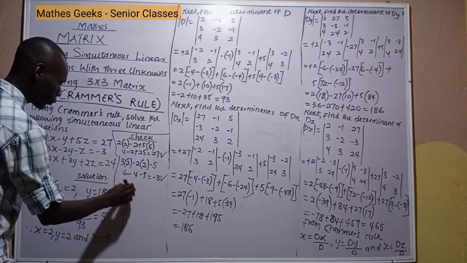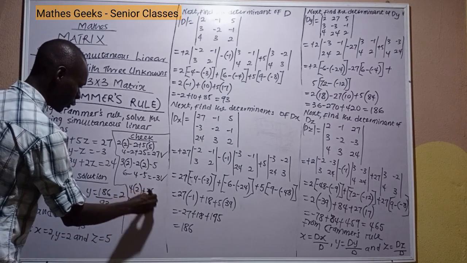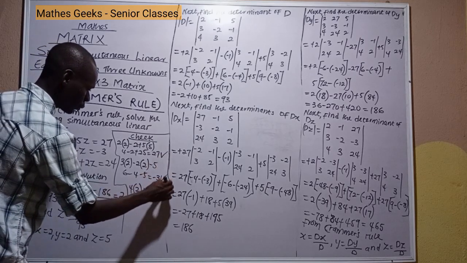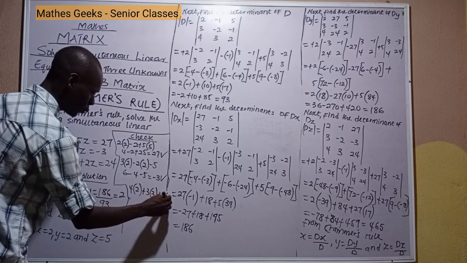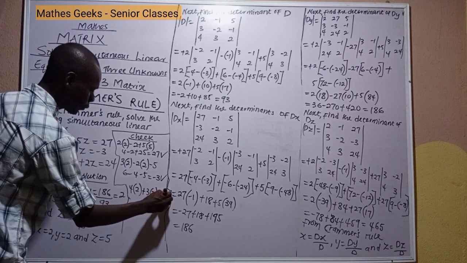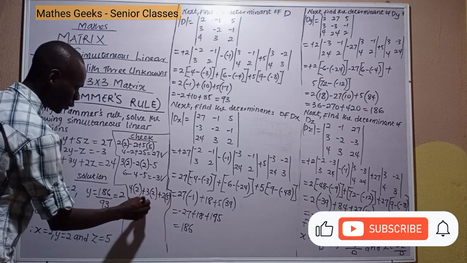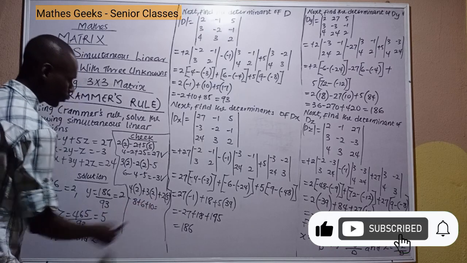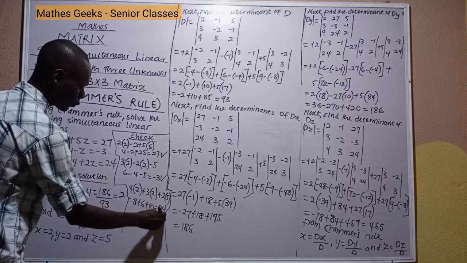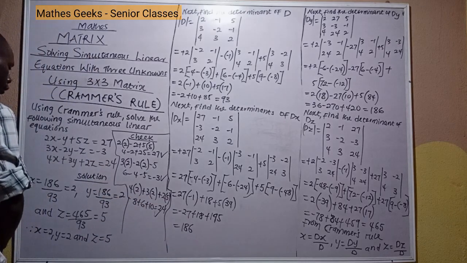Next, equation 4. x is 2, plus 3, y is 2, plus 2, z is 5, plus 2, 5. 4 times 2 is 8, plus 3 times 2, 6, plus 10. 8 plus 6 is 14. 14 plus 10 is 24. And what do we have here? 24. So this one is also checked. The answers are correct.